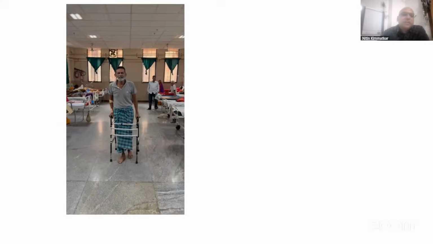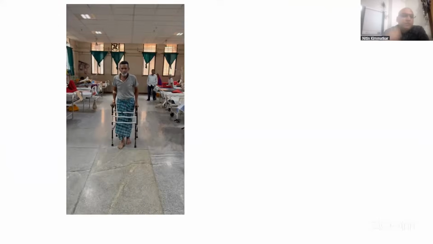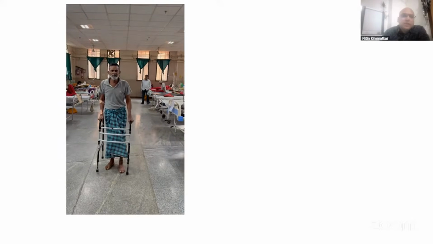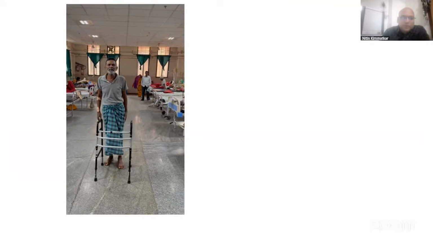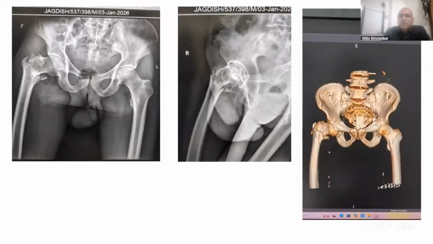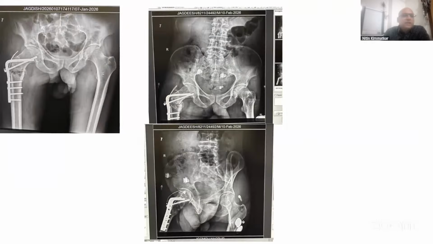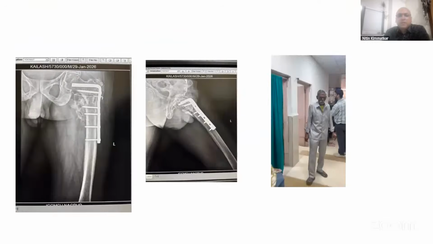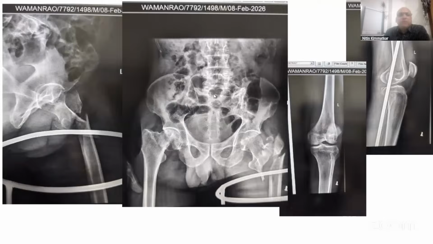Why do we operate this intertrochanteric femur? We need to get this patient out of bed and we need to mobilize them so as to decrease the complications. But another patient, fixed with an angle blade plate and screws. Another patient with angle blade plate and cerclage wire fixation. So these are different types of patient, whatever we are getting, and we are fixing this.